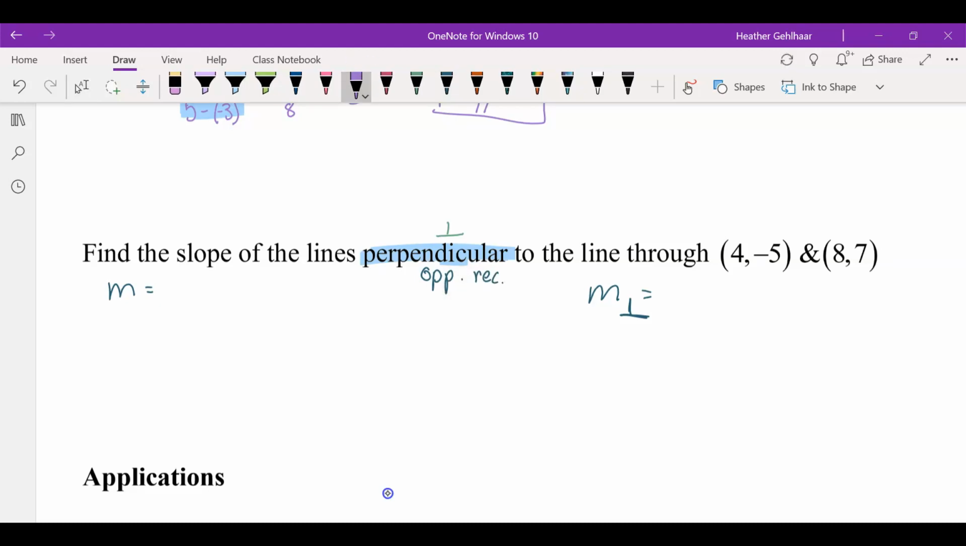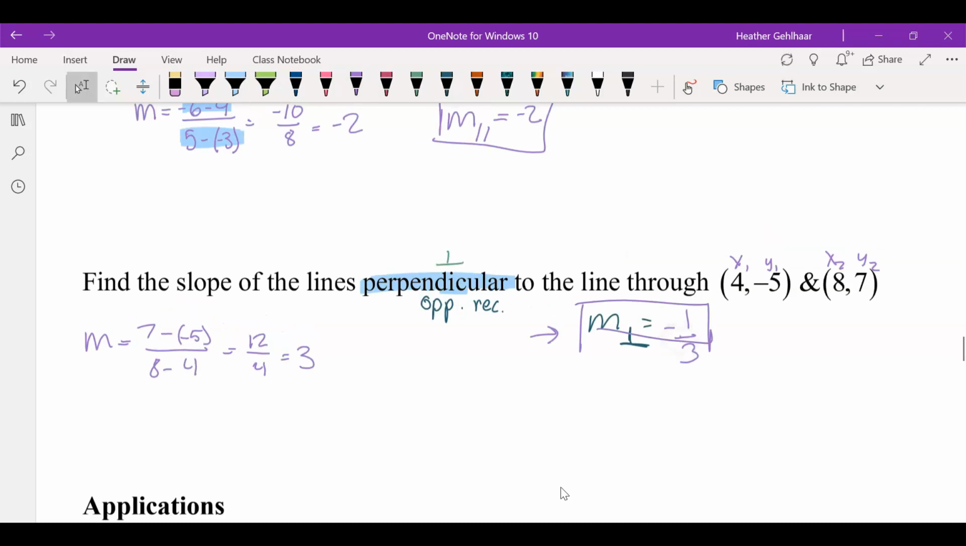Alrighty, so over here to find our slope, we have m equal 7 minus -5 over 8 minus 4. So over here we will get +12 over 4, and our slope will be 3. Now, this is the original slope. Now we need the perpendicular slope. So here we will take the opposite reciprocal, so we'll have -1/3. So here is our perpendicular slope.